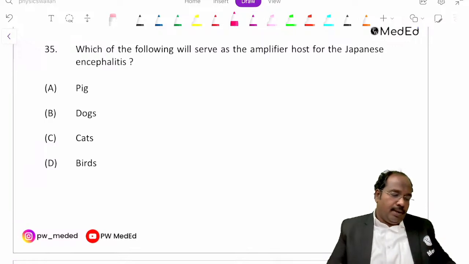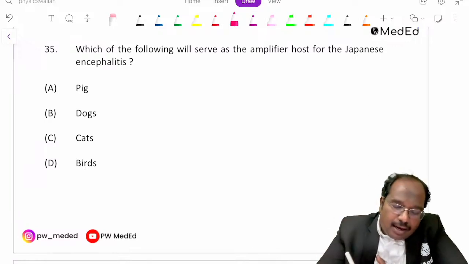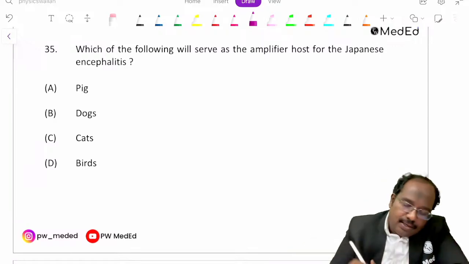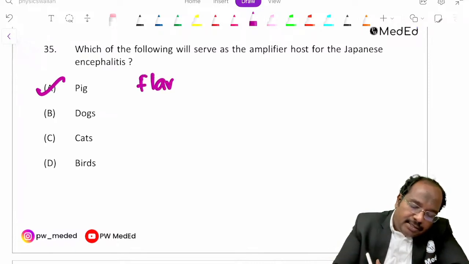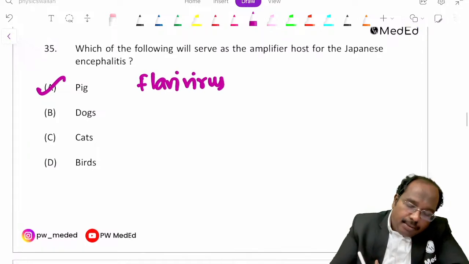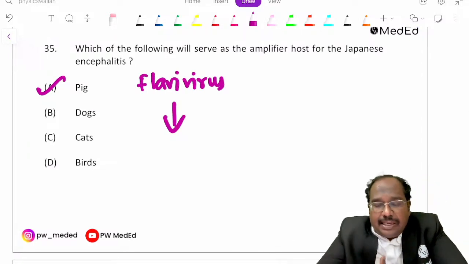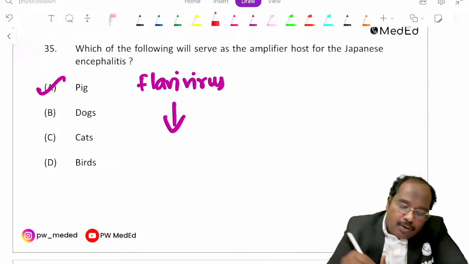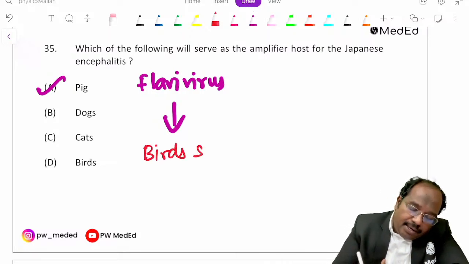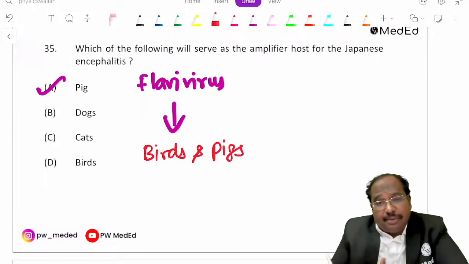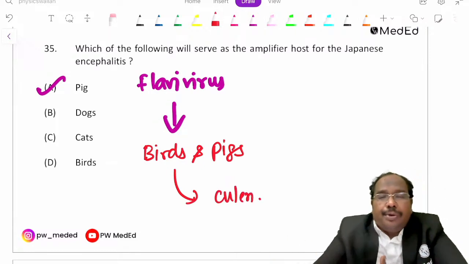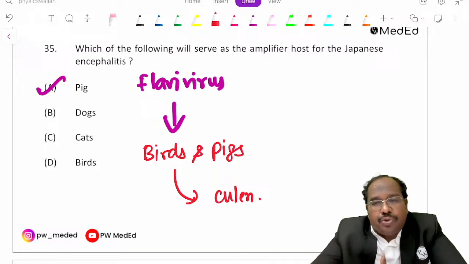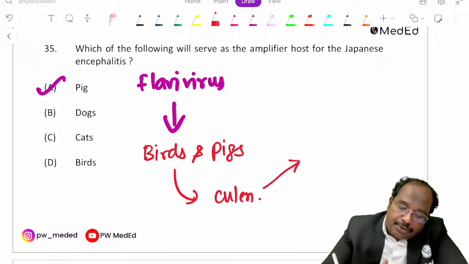Okay, fine. Japanese encephalitis, what is the agent? The answer here is pigs, guys, pigs. The agent is flavivirus. So what is the main reservoir for Japanese encephalitis? The main reservoir is birds and pigs. From that, it is transmitted to the Culex mosquito, Culex tritaeniorhynchus, Culex vishnui. These are some of the mosquitoes, and from there it is transmitted to humans.